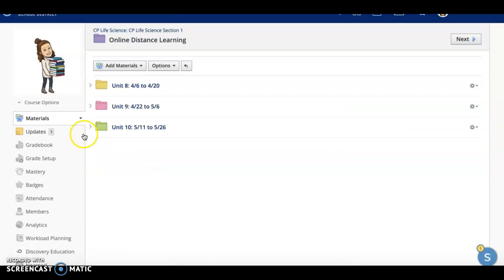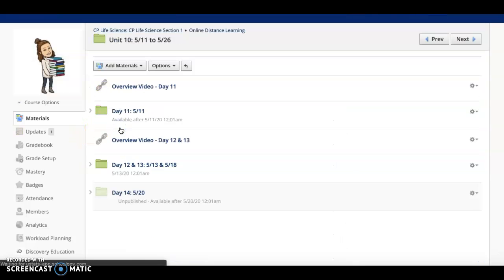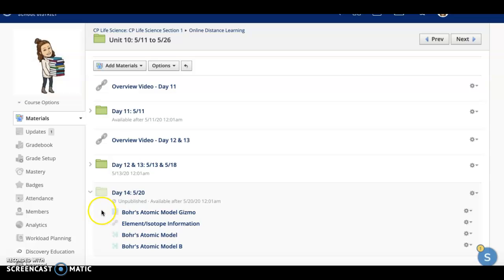Let's go ahead into our online distance learning and into our Unit 10 folder. So for day 14, we are going to move to talk about Bohr's atomic model.